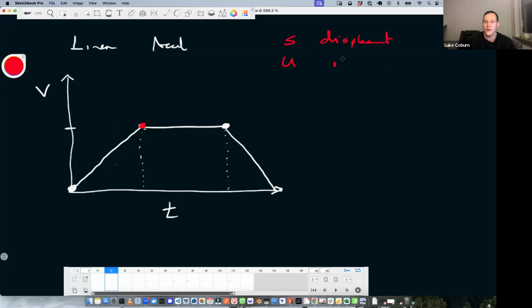Our initial velocity will be U. Our final velocity will be V. Then our acceleration will be A, and time will be T. So every time you do these questions, you're going to write down U, V, A, S, and T, basically every single time. You have to fill them out, okay?